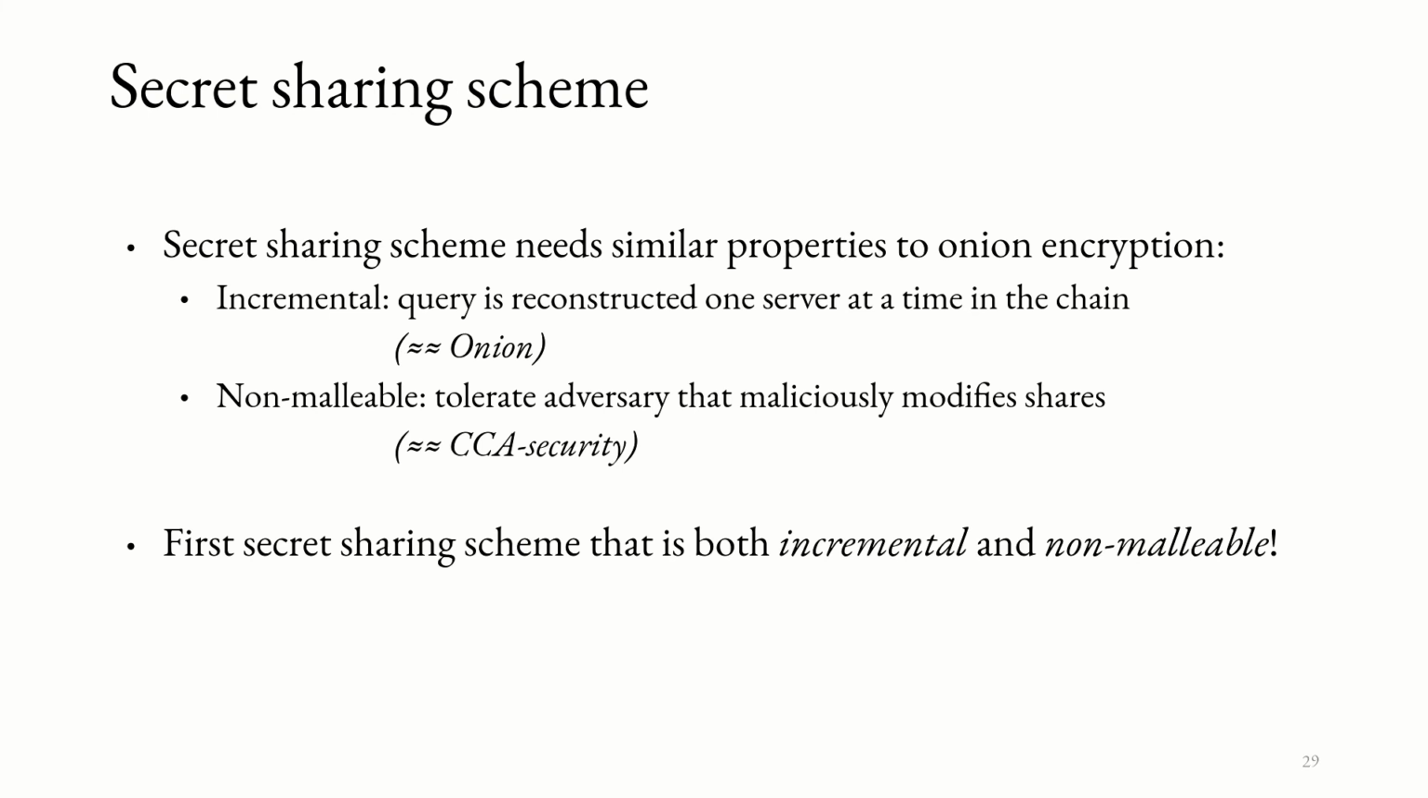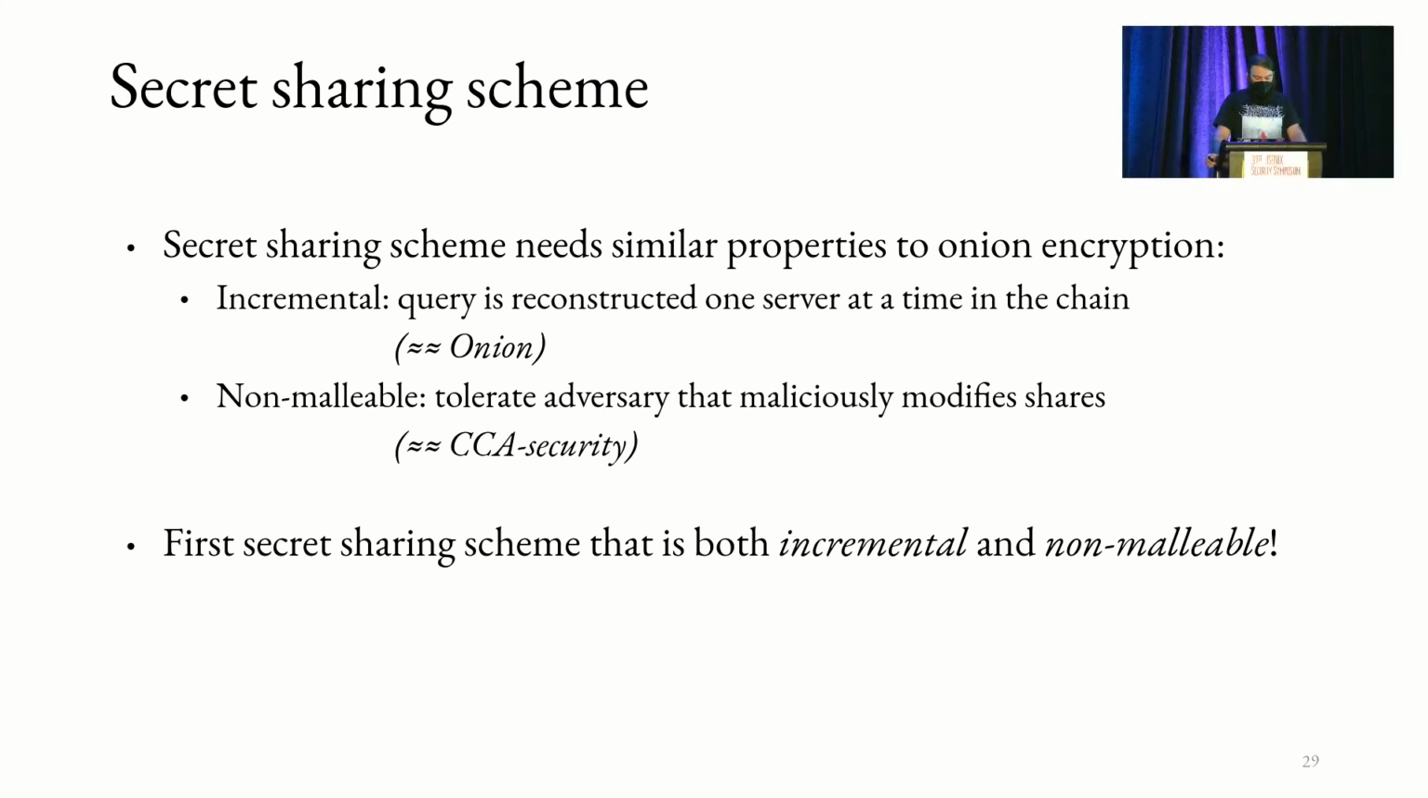For this to work, the secret sharing scheme needs to have certain security properties similar to onion encryption. In particular, the scheme must be incremental, where the query is reconstructed one server at a time in the chain. And this is similar to the onioning aspect of onion encryption. It also requires that the scheme be non-malleable and resilient against adversaries that may maliciously modify shares. And this is similar to CCA security in onion encryption. To the best of our knowledge, this is the first secret sharing scheme that satisfies both properties.